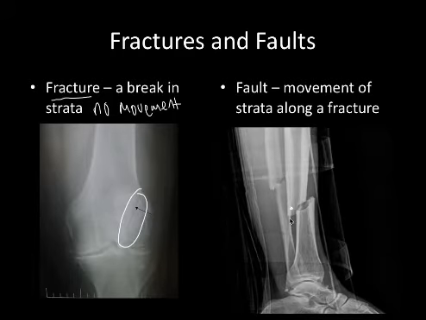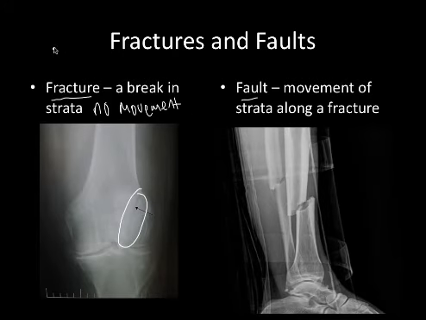It's a fractured bone. If this was strata, we would call that a fracture. Now this guy here, he's got something a little different going on. Here's the bone, and there's a huge separation here. Same thing on the smaller bone over here. There's a huge separation between the bones because there was movement, and that's a fault. If this was strata, there'd be movement of strata along a fracture.